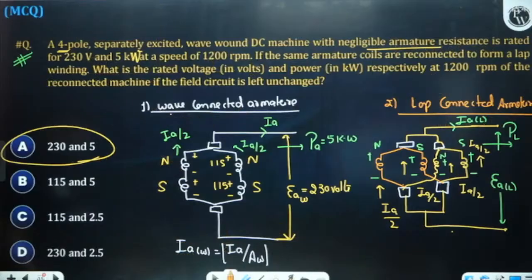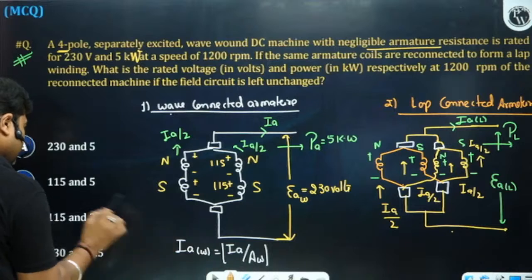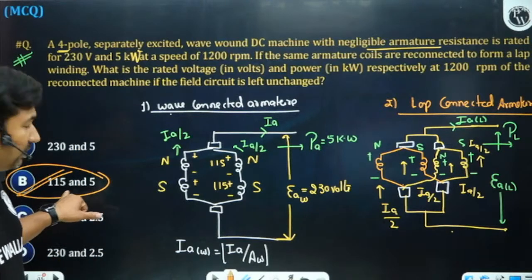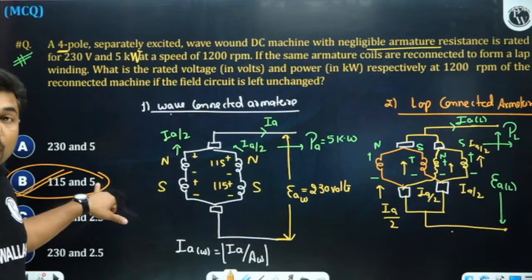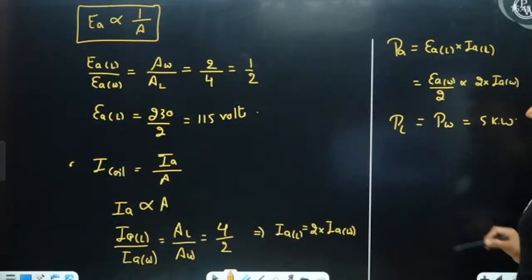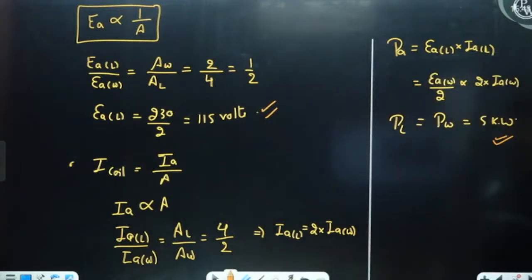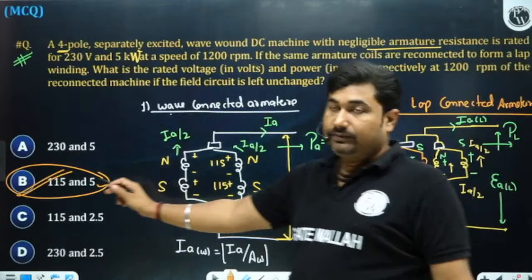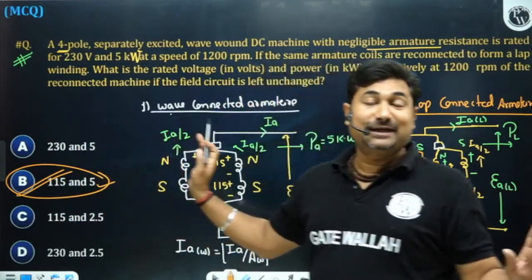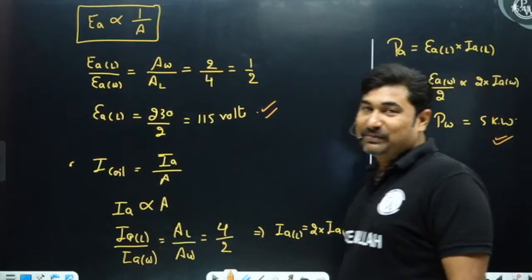This is not A, this is B. I'm sorry for this. Voltage will be half. However, the kilowatt will remain same. Please, such kind of errors are not allowed for GATE exam. Otherwise, it's a big mistake.